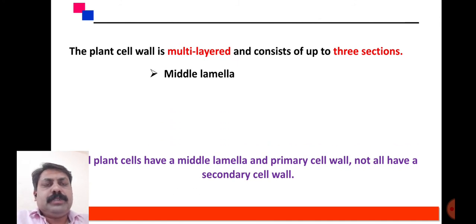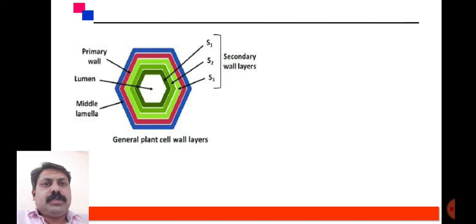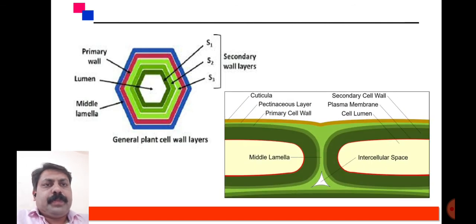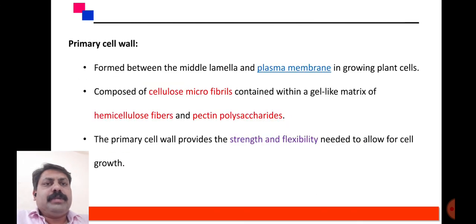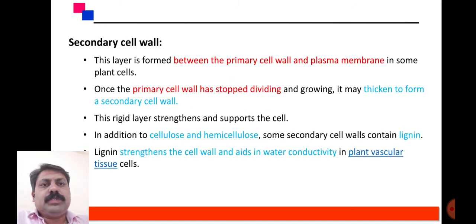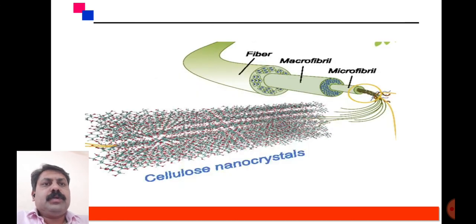It is multi-layered. It has 3 layers, that is middle lamella, primary wall and secondary wall. We have also discussed the structure of cell wall. The middle lamella is composed of pectin. Then the primary wall is of pectin, hemicellulose and cellulose, and the secondary wall is of cellulose, hemicellulose and lignin. So this is how the cell wall looks in the ultrastructure.